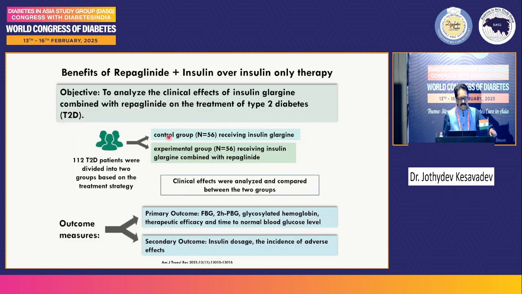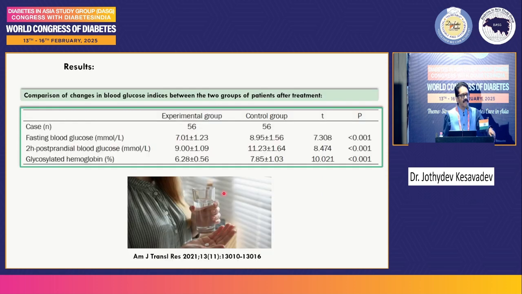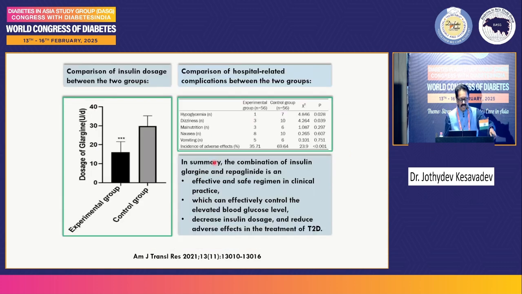And in another study, there are two groups. One group, 56 patients on basal insulin glargine, and the other group, basal insulin with repaglinide added on to basal insulin. And look at the glucose metrics, and this looks very, very impressive for fasting, for postprandial, and for hemoglobin A1C. There is a substantial reduction when you are combining basal insulin with repaglinide. And if you look at the total daily dose of insulin, almost 50% reduction in the total daily dose of insulin when you are combining with repaglinide.